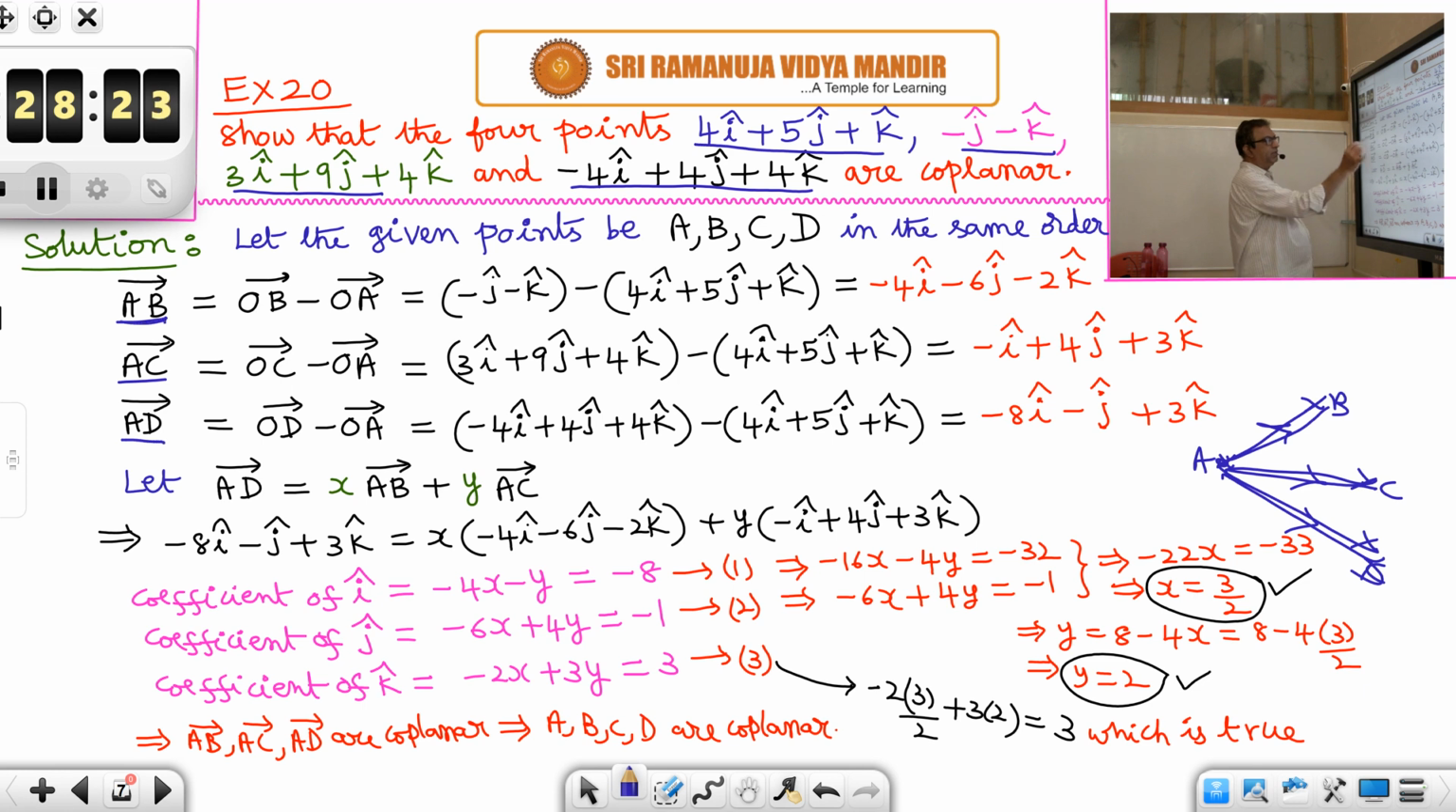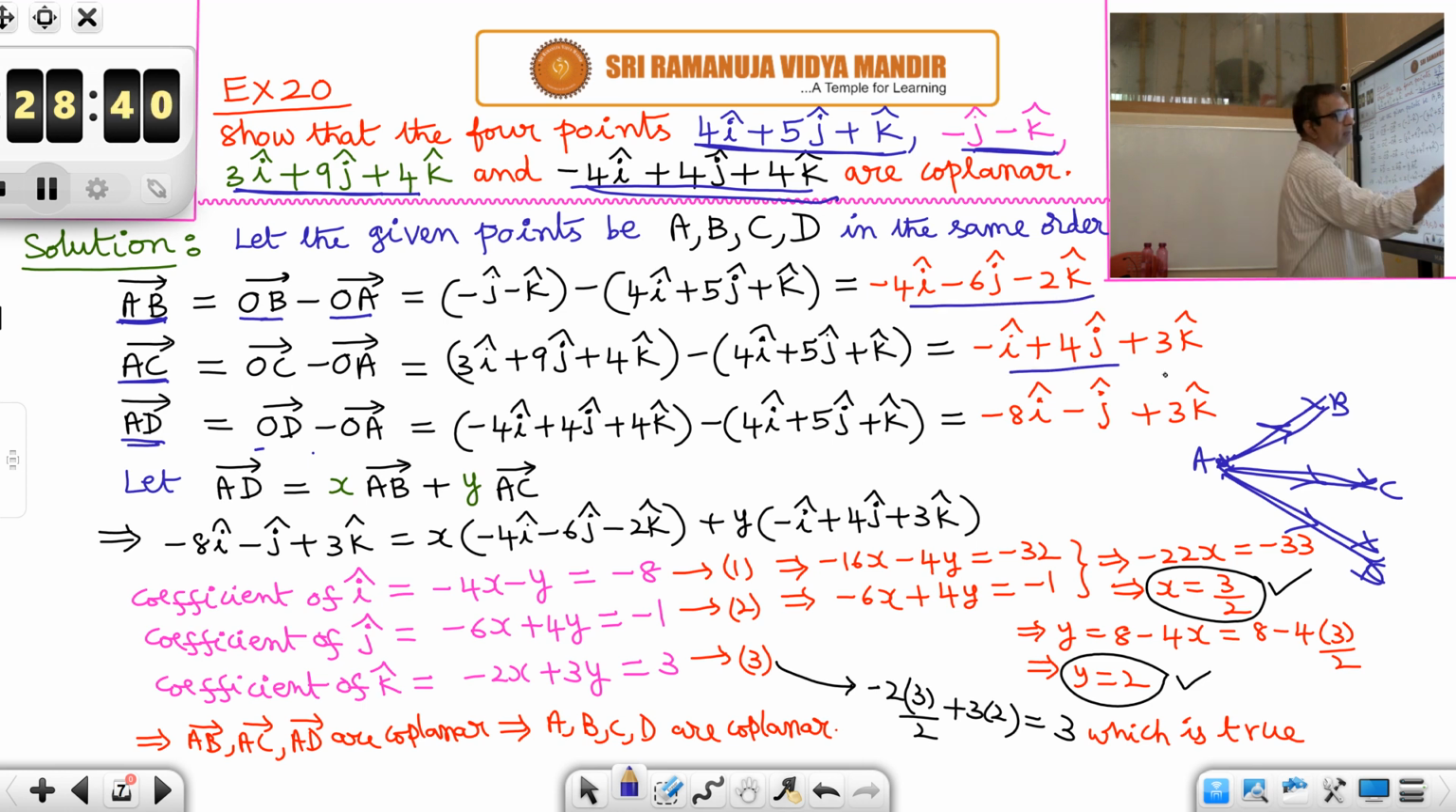AB bar means OB bar minus OA bar: position vector of terminal point minus position vector of initial point. OB bar means the second vector, OA bar means the first vector, OC bar means the third vector, OD bar means the fourth vector. So put all of them here and calculate. You will get 3 vectors AB bar, AC bar, AD bar. Okay, I got the vectors.